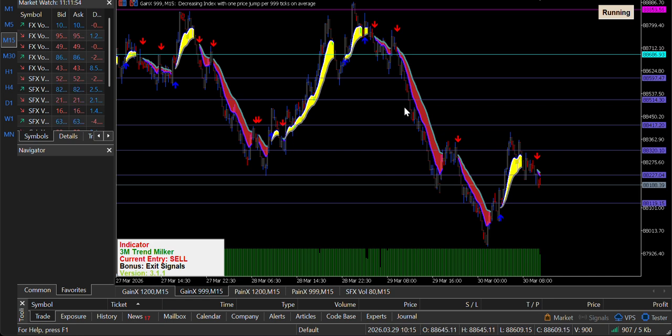We came up with this setup, and right here is the outcome of the setup. We came in at this point, we put our stop loss at the top right here, and we have some highlighted TPs for ourselves: TP 1, 2, 3, 4, 5, and 6. And all the 6 TPs were achieved.